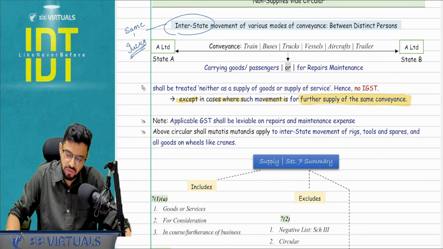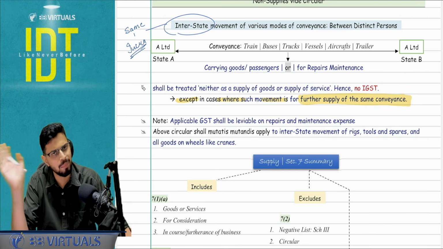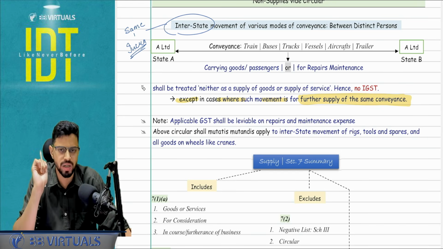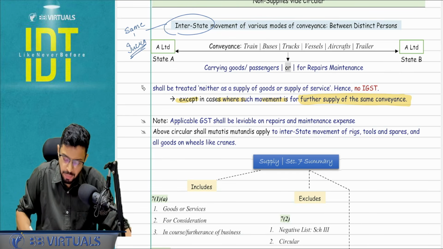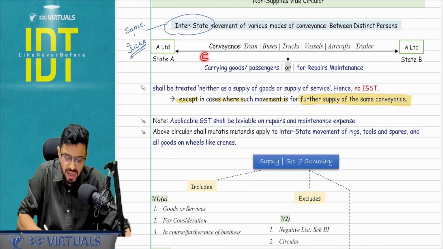Just to clarify, whatever repair maintenance happens, whatever the further expense, that is going to be under GST. That mechanic or workshop is going to apply GST on it. And the same circular will apply to the interstate movement of rig, tools, spares, or goods on wheels such as cranes. So instead of conveyance, a crane is being transferred, or some spare items are transferred.